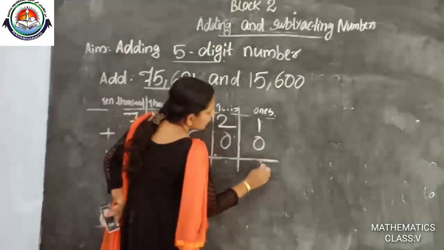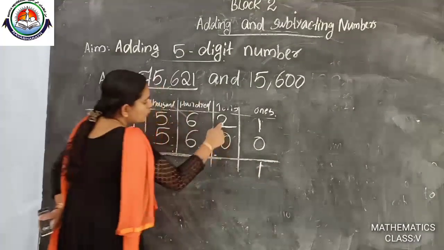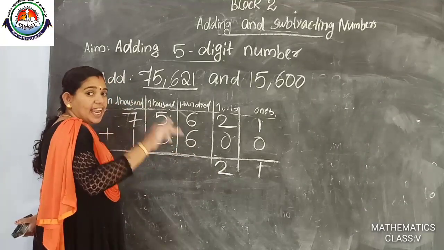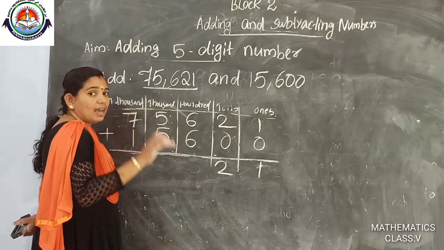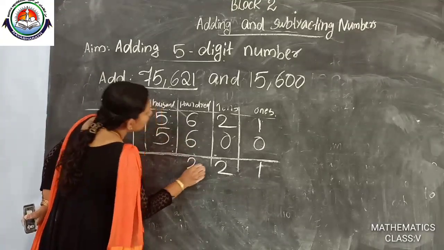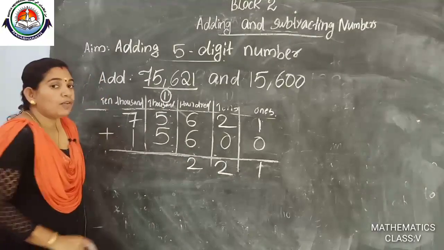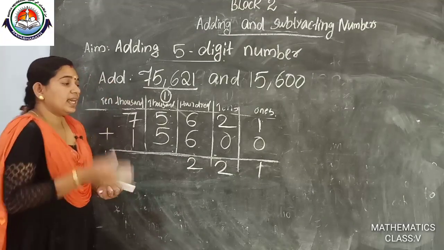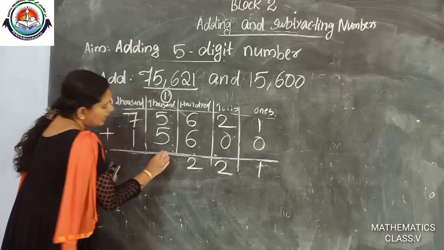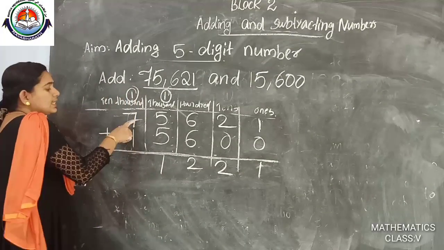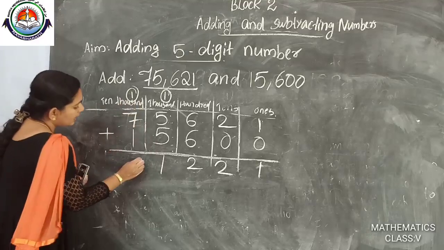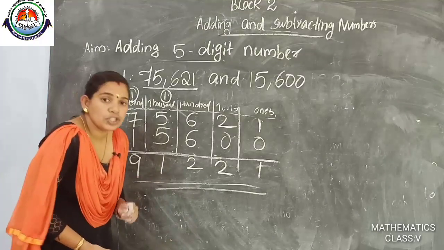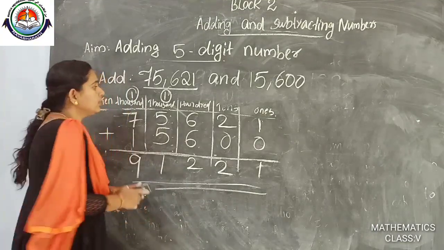Okay, 1 plus 0, 1. 2 plus 0, 2. 6 plus 6, 7, 8, 9, 10, 11, 12. We are writing 2 here, 1 is carried here. 5 plus 5, 6, 7, 8, 9, 10. Then 1 carry here, 11, 1 is carried. 7 plus 1, 8, 8 plus 1, 9. So what is the answer? 91,221. Got it? Okay.